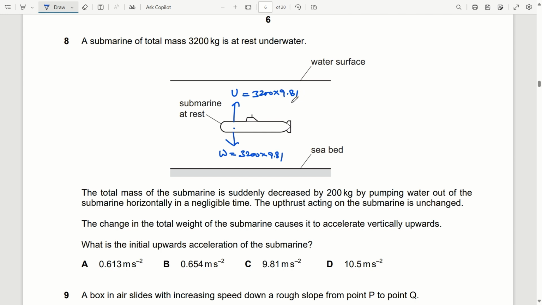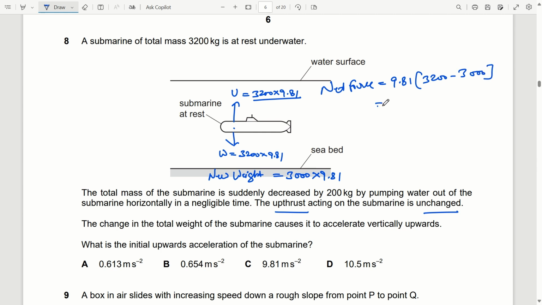Now, if the mass is decreased by 200 kg, this means its new weight will become 3000 into 9.81, because the mass is decreased by 200 kg, but upthrust remains the same, it is unchanged. This means now a net force is acting in the upward direction, and it is equal to 9.81 into (3200 minus 3000), that is 9.81 into 200. This is the net force acting.